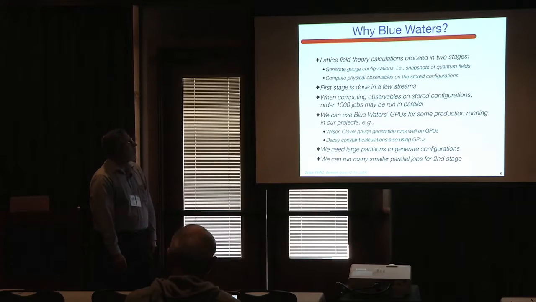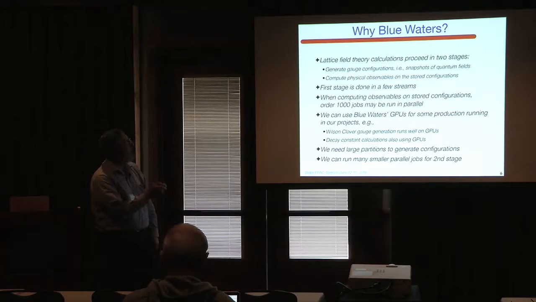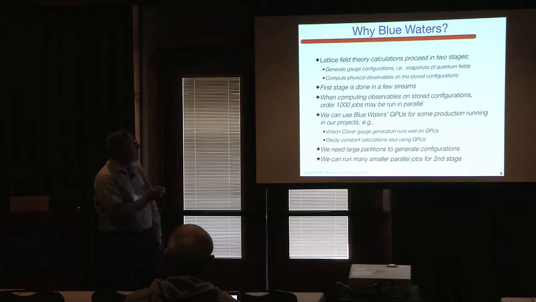So now one of Chowron's questions is, why Blue Waters? And we'll describe a little bit about how our calculations are done. Most lattice field theory calculations are done in two stages. One thing you have to do is create these things called gauge configurations, which are snapshots of the chromoelectric and chromomagnetic fields of the system. Generally, you create large ensembles of these, which represent the quantum fluctuations in the system. And once you have an ensemble, you compute physical observables, which are expectation values of different operators within that background field. And the first stage, as I say here, is done in just a few streams.